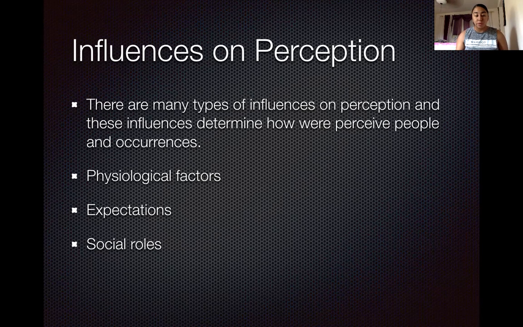Next, we have social roles. Social roles also play a huge part in how we communicate with people based on our perception of them. So when I go meet my friend's mom, I know that she is the governor of our city. So I already perceive her as being important. And I may talk to her in a more professional way when I meet her because of her social status.